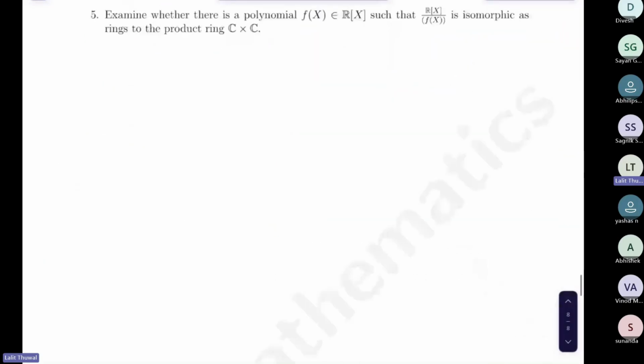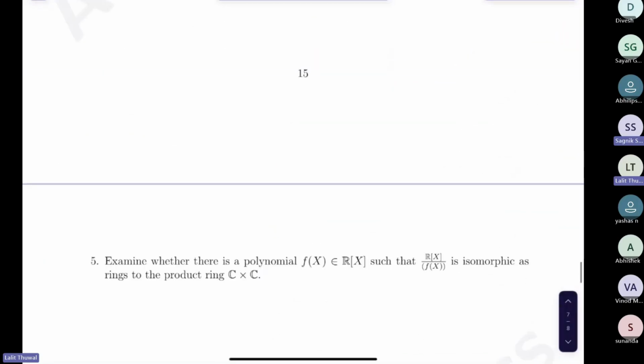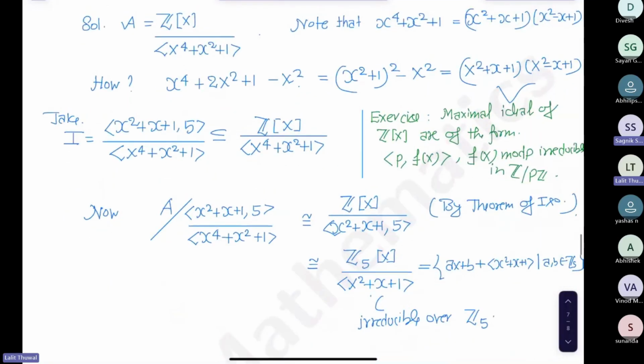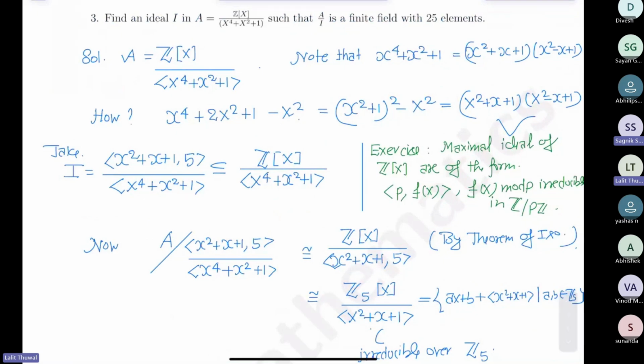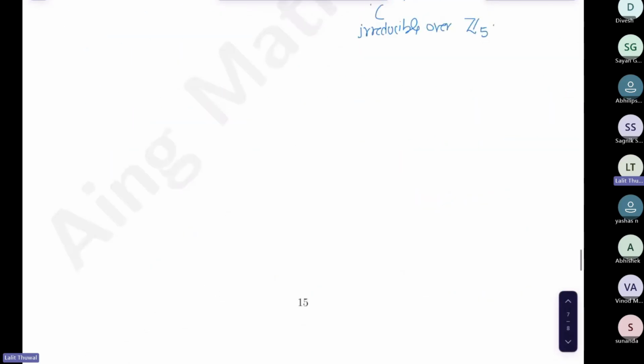So we have 2 more, right? 5 was necessary because a field with 25 elements will have characteristic 5. Yeah. So we need the relation 5 equals to 0. Right.